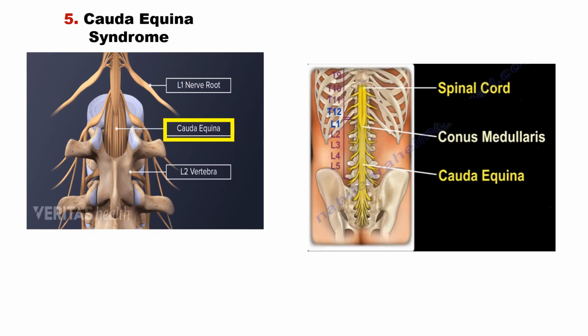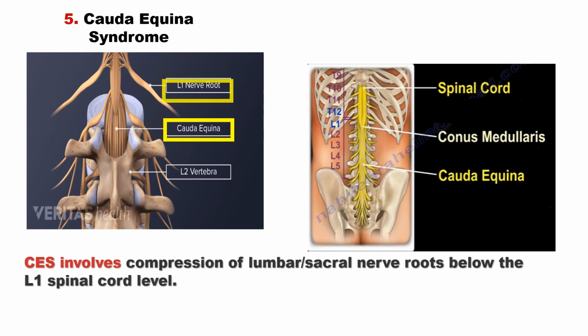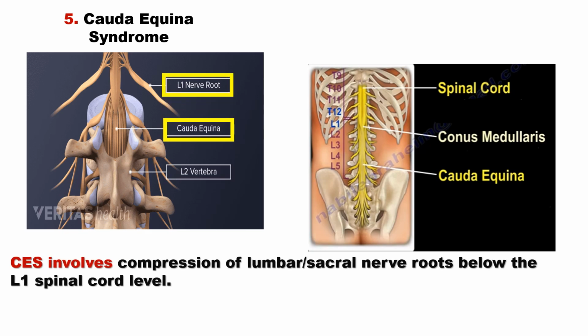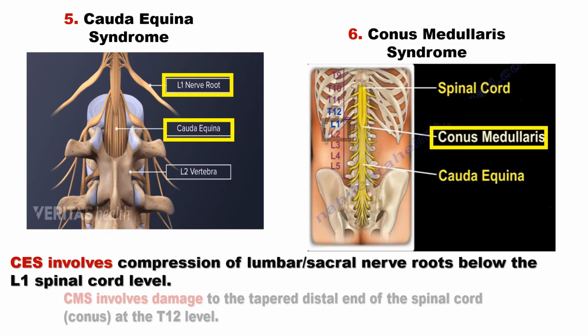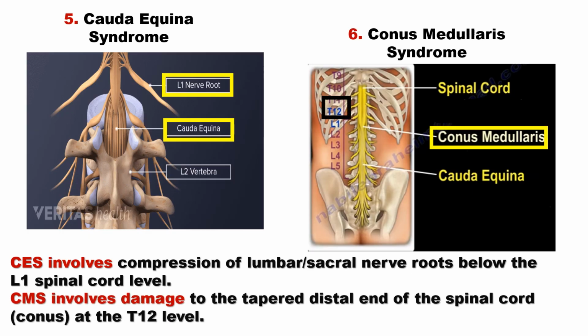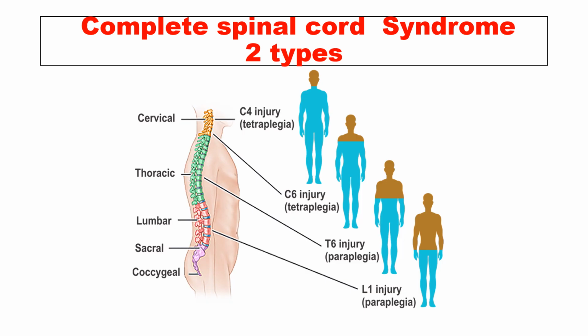The fifth one is cauda equina syndrome, which involves the cauda equina of the spinal cord. In cauda equina syndrome, it involves the compression of lumbar and sacral nerve rootlets below the L1 spinal cord. The sixth is conus medullaris syndrome, which involves damage of the tapering distal end of the spinal cord, that is at the level of the T12 region.